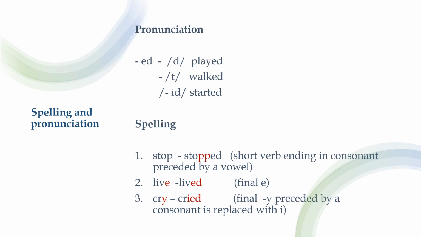As for spelling, we are going to double the last consonant in a short verb if the consonant is preceded by a vowel, like in stop, stopped. We are going to drop final e and add ed in a verb like live, lived, smile, smiled. And we're going to replace final y with i if it is preceded by a consonant, like in cry, cried.